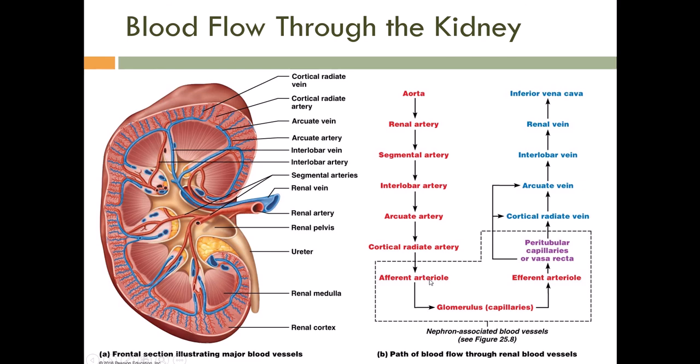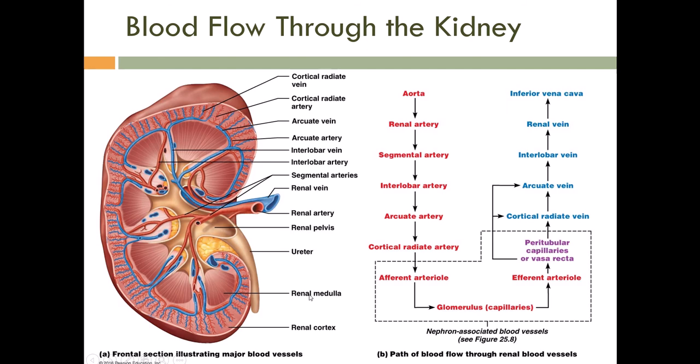that's associated with our kind of functional unit, the nephron. The afferent arteriole leads into a glomerular capillary bed, a very particular high pressure type of capillary system, and then an efferent arteriole leads out of that capillary. It then leads to a second capillary bed in the kidney, either a peritubular capillary or a vasa recta capillary.